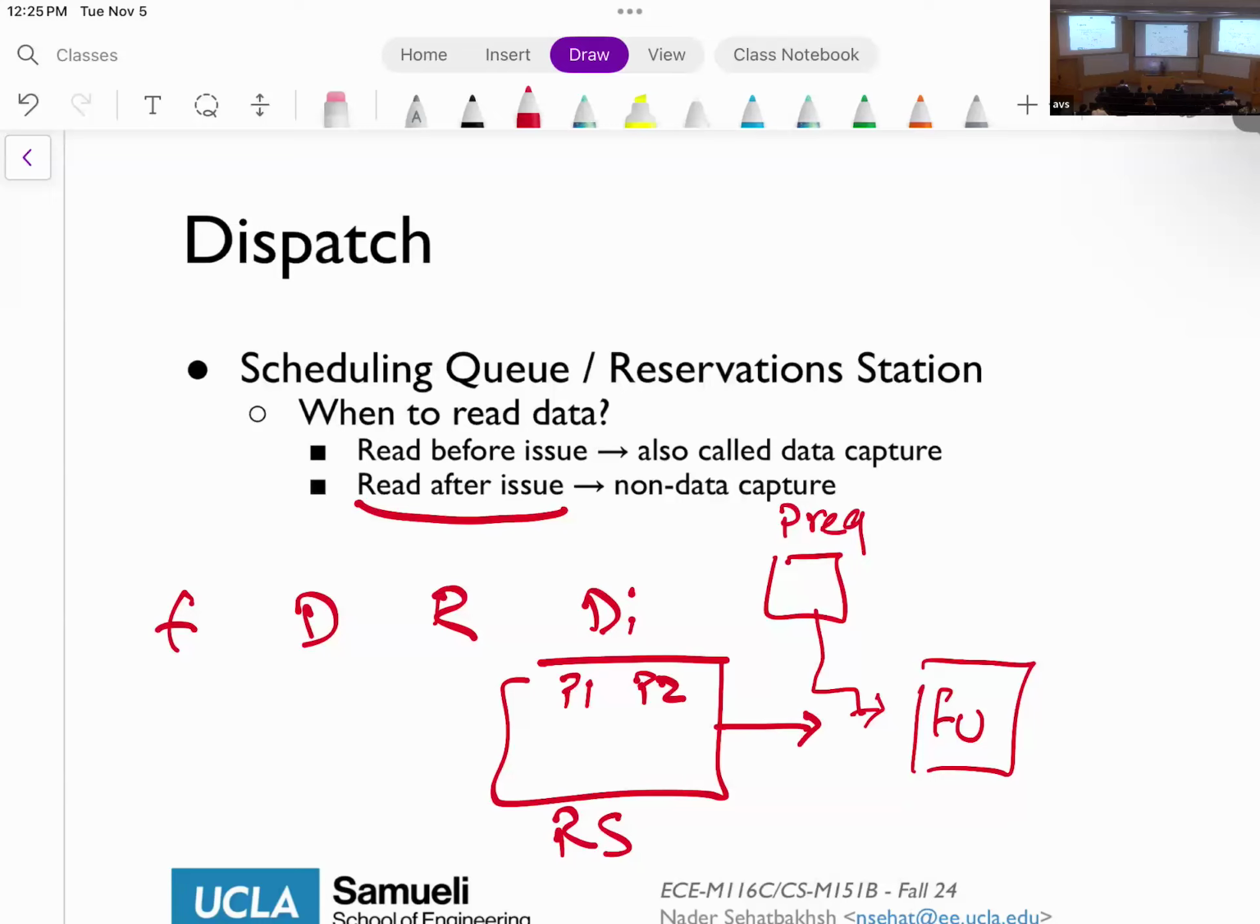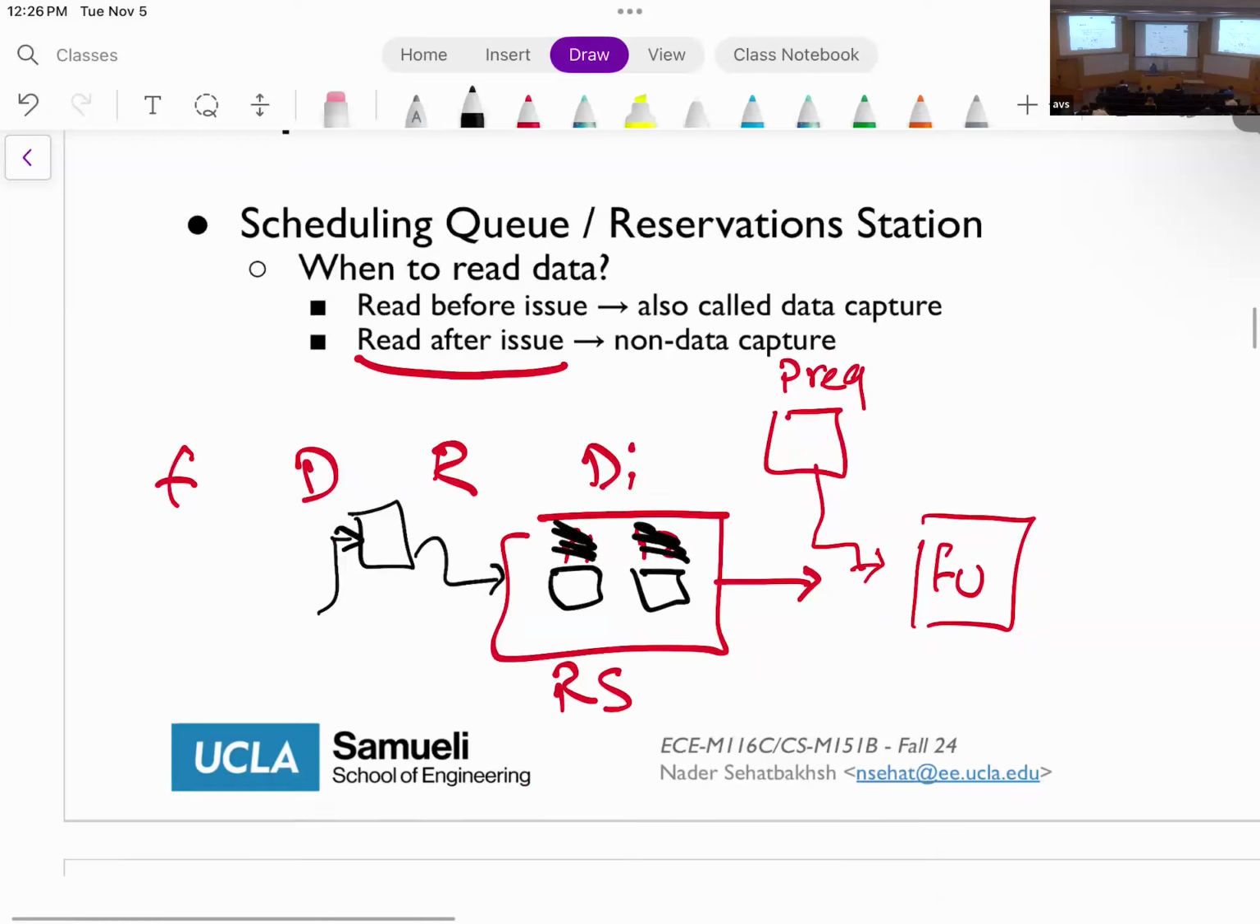I'm going to show you why it's non-data capture and what the data capture is. But the alternative solution to this would have been that instead of reading it at this point, I can read it during the rename stage. Essentially, when I'm doing the renaming, I go to my register file and read the values. And instead of putting the numbers, I put the actual values here. Okay? This is what we call read before issue or data capture. Okay? So what is the difference and why do we have these two options?